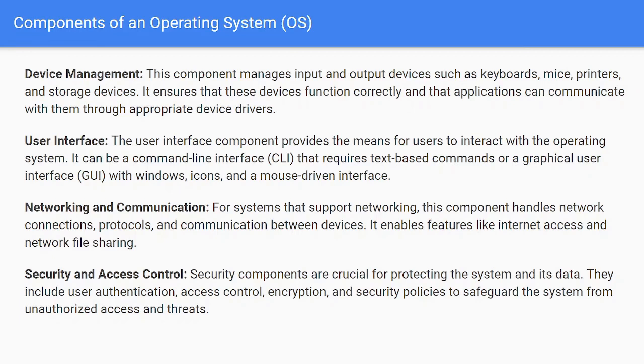So we have network and communication. This is for systems that support networking. This component handles network connections, protocols, and communication between devices. Then the next one, we have security and access control. Security components are crucial for protecting the system and its data. So they include things like user authentication, access control, encryption, and security policies to safeguard the system from unauthorized access and threats.